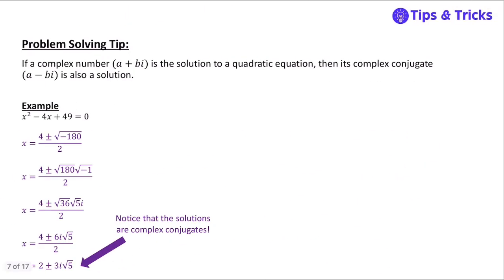Another thing to remember is that if you have a complex number, a plus bi, as the solution to a quadratic equation, its conjugate will also be a solution. Notice that the two solutions to this equation are 2 plus or minus 3i square root of 5. If we write them out, we have 2 plus 3i times the square root of 5, and 2 minus 3i times the square root of 5. Notice that these two solutions are complex conjugates.